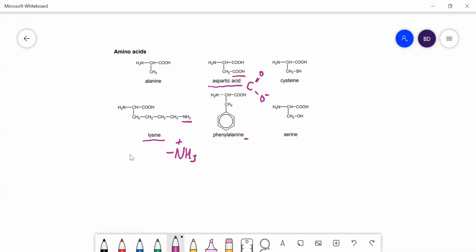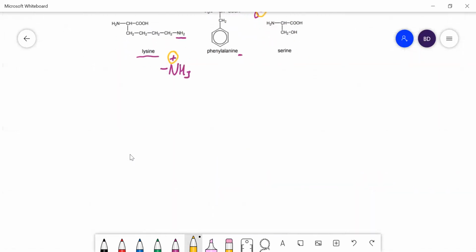And what's going to happen is, at various points of the protein, there's an attraction between this positive charge here on one part of the protein chain and this negative charge on another part of the chain. And that effectively is like an ionic bond, I suppose. And that holds the protein in a certain three-dimensional shape.